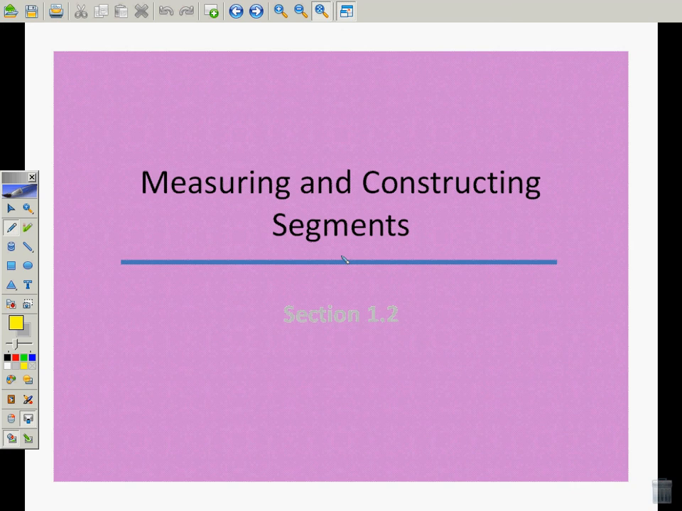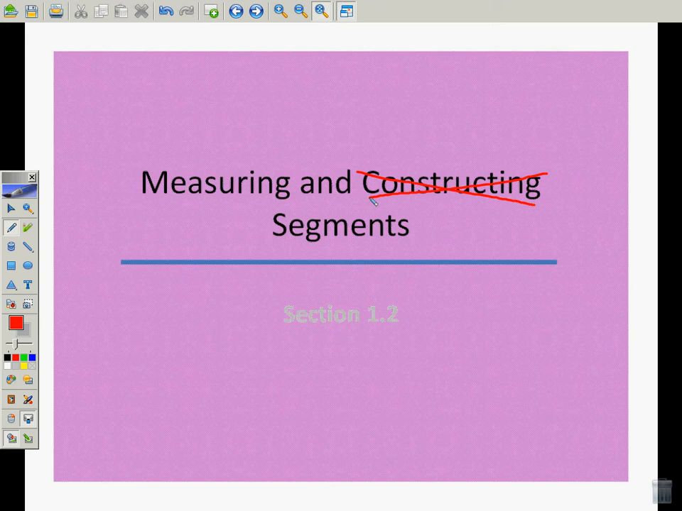Welcome back. Section 1.2, measuring and constructing statements. Actually, I should rename this one because we're not going to be constructing, not today. We're going to do that in class because we're flipping it around. You're doing the work at home, helping yourself out. And if you're watching this, you're doing a great job. You're taking your own education into your hands.